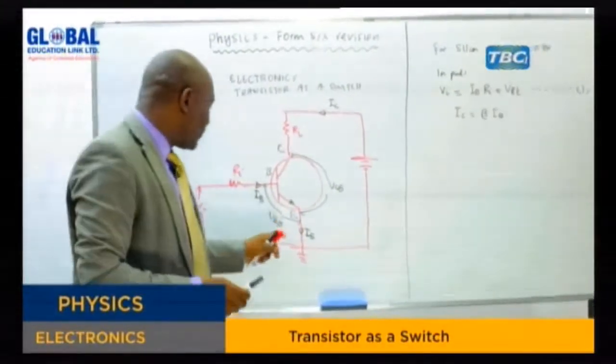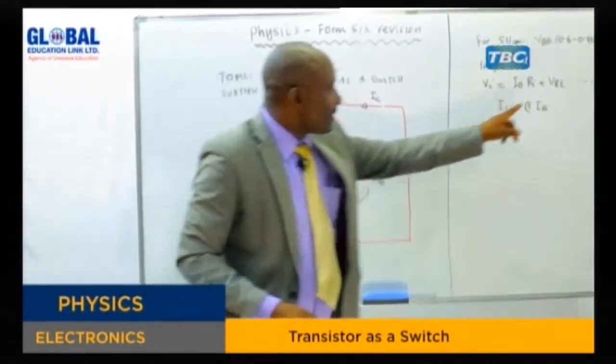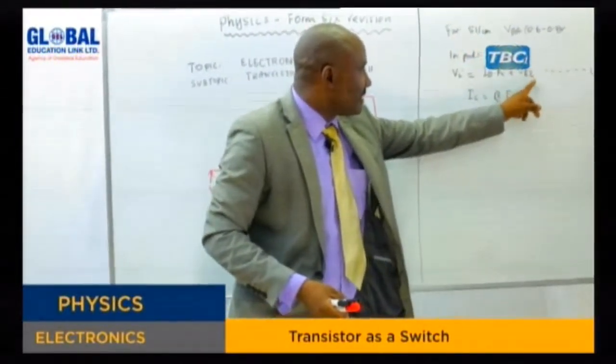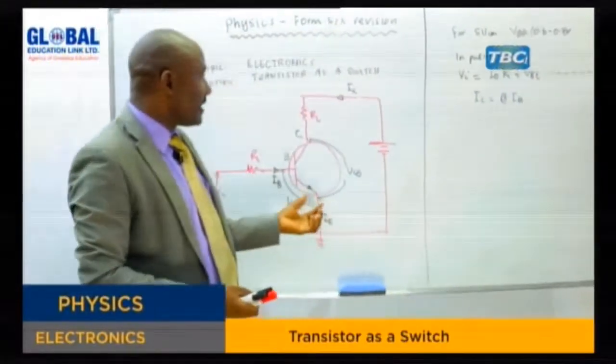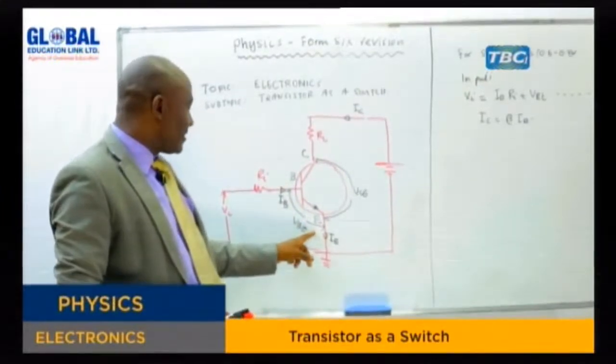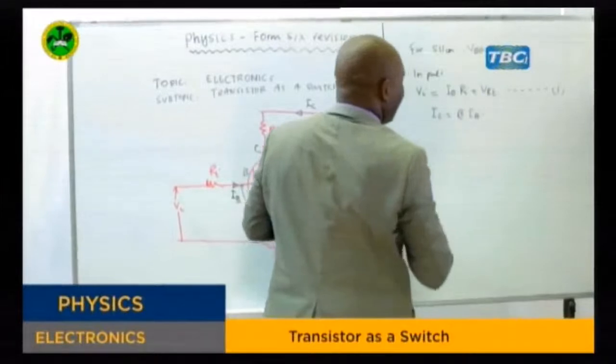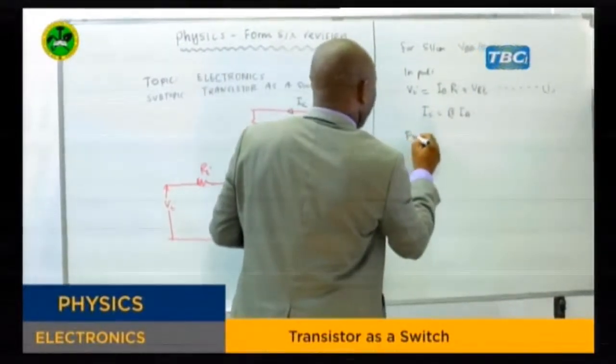The fact is that in order for the base current to flow here, you must overcome this VBE, which is 0.7. So the applied voltage should be greater than that voltage. Otherwise, we don't have the current. So the current will be established here from this equation.